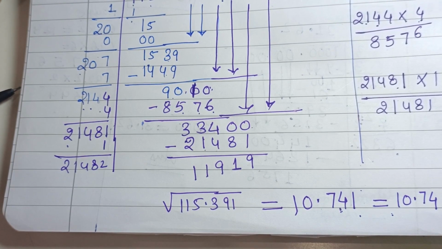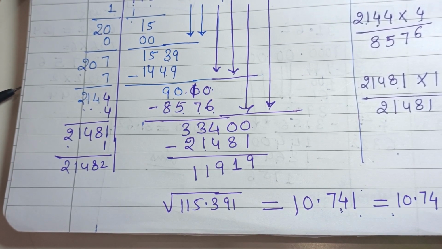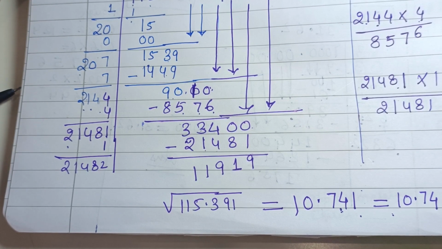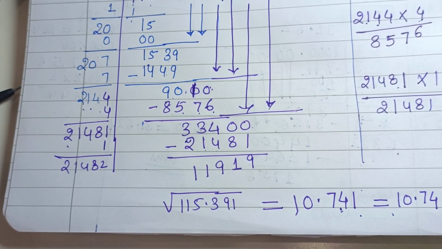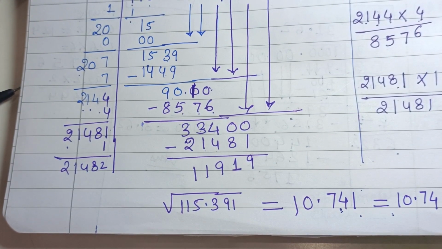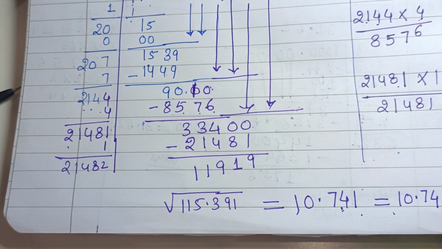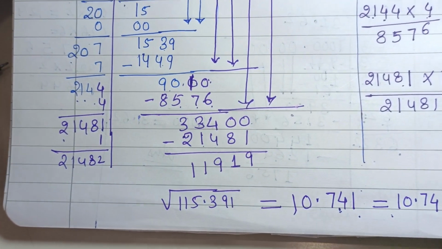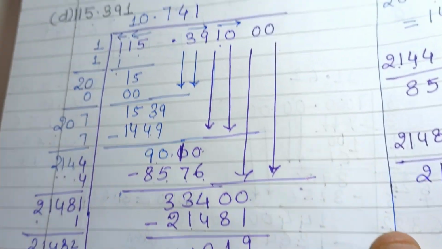So in this way, you can find the square root of a decimal number. Any kind of decimal number, you can find its square root. So this was all about the square and square root. One more concept I just want to give you. Just try to understand only the concept.